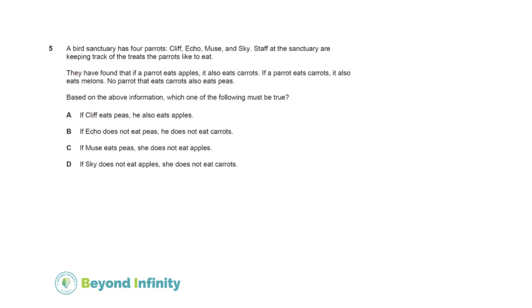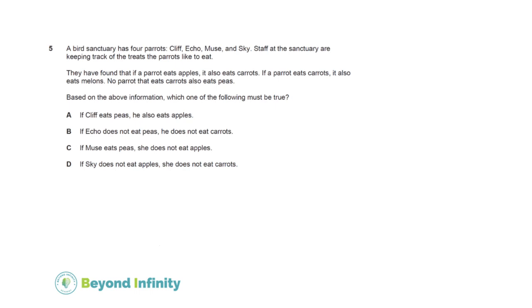A bird sanctuary has 4 parrots: Cliff, Echo, Muse, and Sky. Staff at the sanctuary are keeping track of the treats the parrots like to eat. They found that if a parrot eats apple, it also eats carrots. If a parrot eats carrots, it also eats melons. No parrots that eat carrots also eat peas. Based on the information above, which one of the following must be true?